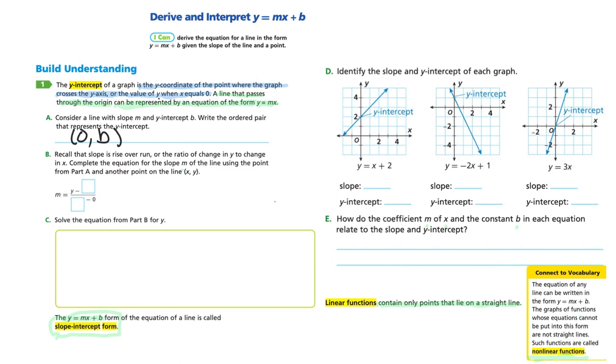And then in section B, recall that slope is rise over run, or the ratio of change in y to the change in x. And so here we have the ordered pair (0, b).